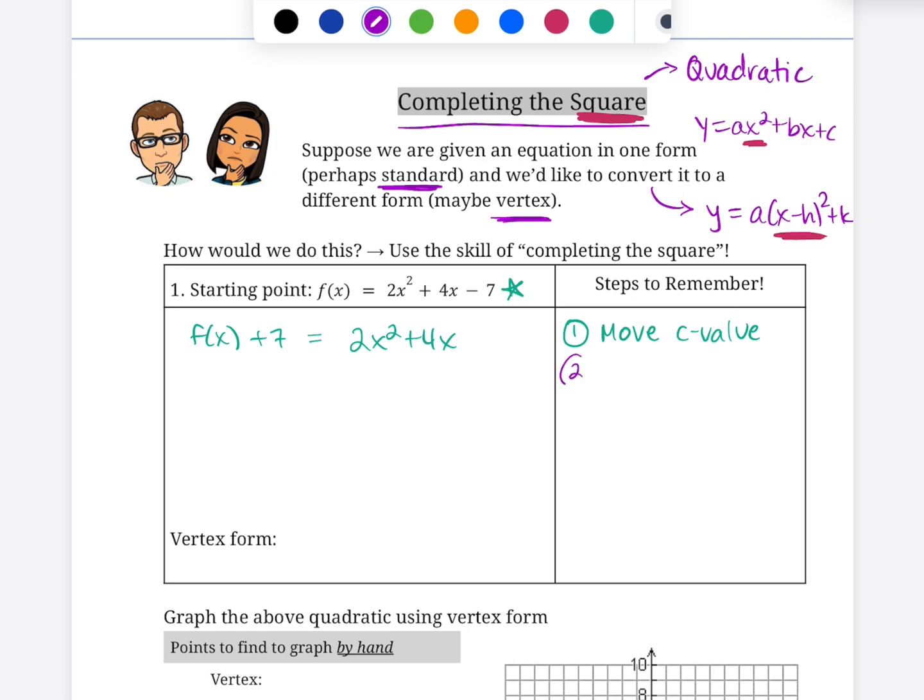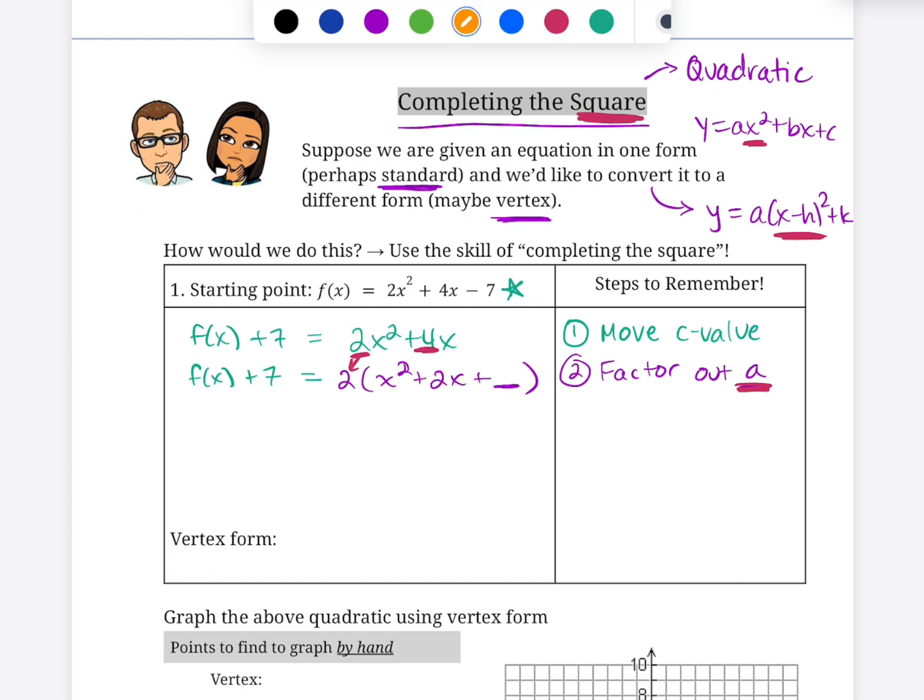Second thing you're going to do is factor out the a value, because you need a to be 1 in order to complete the square. So nothing changes on the left-hand side. We still have f of x plus 7. However, on the right-hand side, we now have 2 times (x squared plus 2x), and then I'm going to leave a space here. The a value that I took out is this number right here, 2. And I took it out of both coefficients.